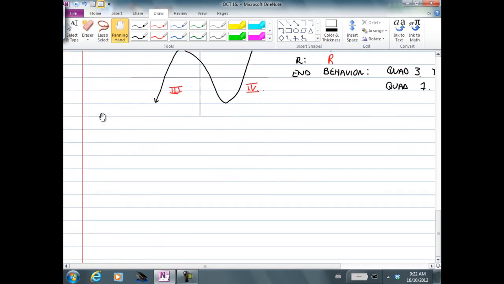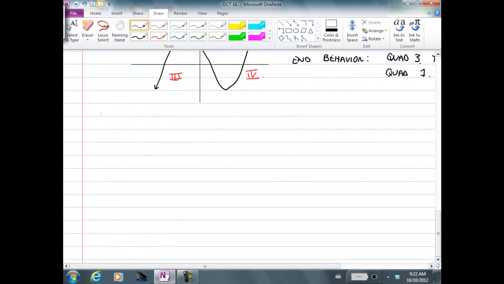Next thing. Without my help, I want you to do this now. Y equals negative 4x cubed plus 2x minus 1. I want you to draw a rough sketch for me. Go. Start with a rough sketch.